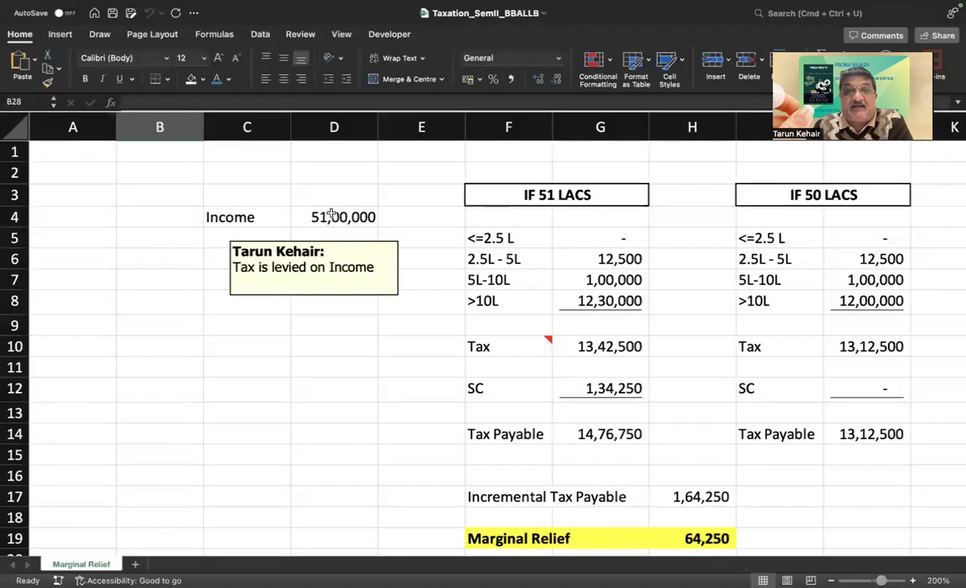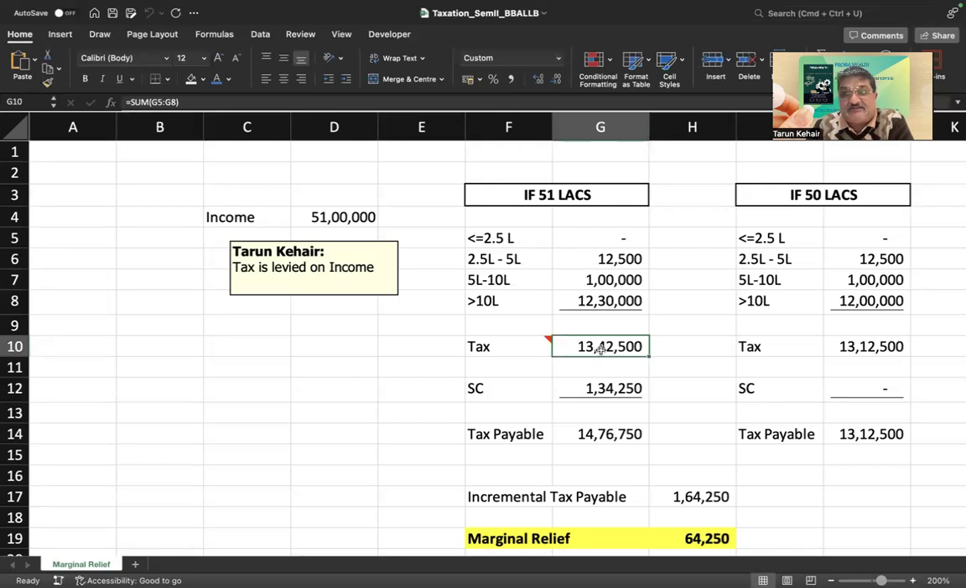So when you were at 51 lakh rupees, let's say your salary is 51 lakh rupees. Up to 2.5 lakhs, anyways, there is no tax. 2.5 to 5 lakhs, you have 5% tax, 12,500. 5 to 10 lakhs, you have 20% tax, that is 1 lakh rupees. And more than 10 lakhs, you have 30% tax. So 51 minus 10 is 41 lakhs. 41 lakhs into 30% is 12.30 lakhs. So you have a total tax liability of 13,42,500.